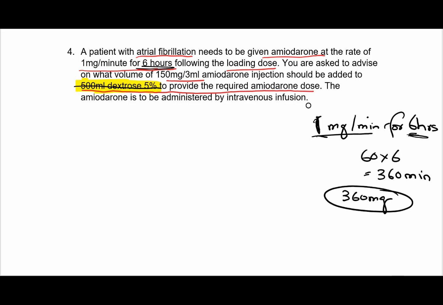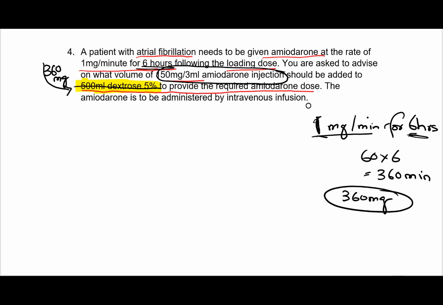Now the next question is, how do I add this 360 milligram of dose to the infusion bag which I am preparing for this patient? So this 360 milligram of amiodarone will be added to this infusion bag which I'm preparing for this patient. As I said, the question is how do I add this 360 milligram to this infusion bag? I calculate this from the injection, amiodarone injection.